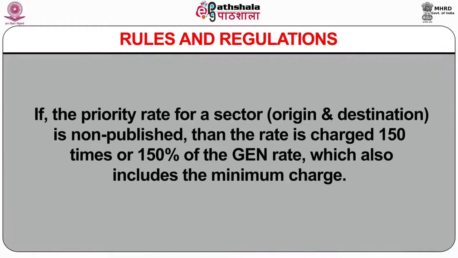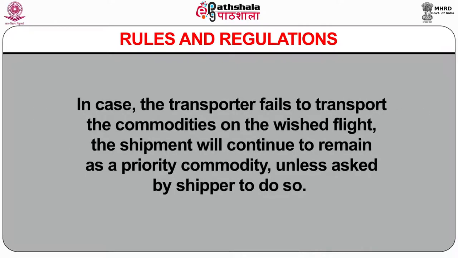If the priority rate for a sector, that is origin and destination, is non-published, then the rate is charged 150% of the general rate, which also includes the minimum charge. In case the transporter fails to transport the commodities on the wished flight, the shipment will continue to remain as a priority commodity unless asked by the shipper to do otherwise.